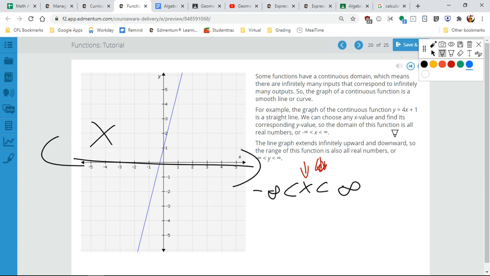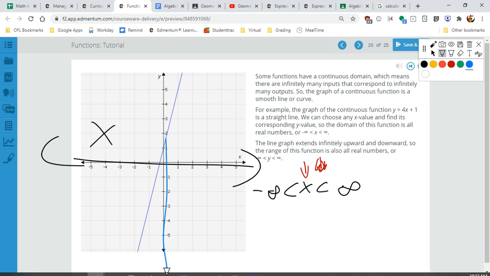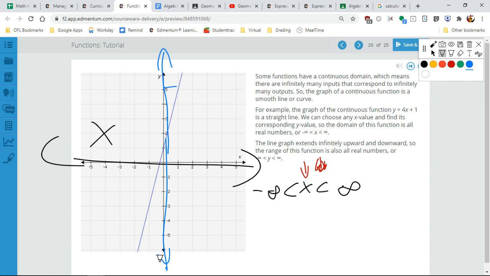Our y values. Well, according to this, it looks like y goes all the way down to -infinity, and y is going to go all the way up to +infinity. So that means our range is all real numbers again. All the numbers between -infinity and all the numbers that are smaller than +infinity. So this is a tricky part because a lot of people think it's equal to infinity. It can't be equal. Infinity is not a real number. It doesn't exist. It's the idea of as big as you can possibly get.